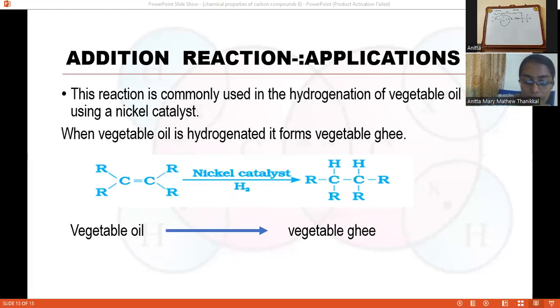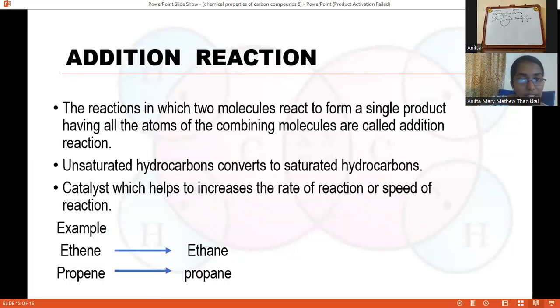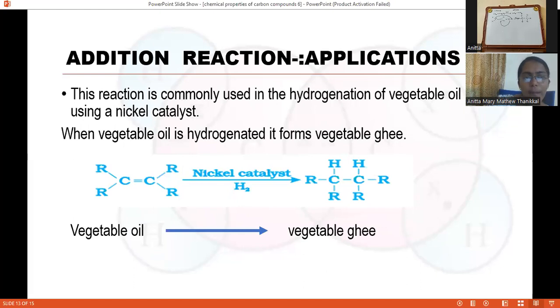Other example of this section is propene is reacted in presence of a nickel catalyst. We get propane. Some additional applications of this addition reaction. This reaction is commonly used in the hydrogenation of vegetable oil using a nickel catalyst. When vegetable oil is hydrogenated, it forms vegetable ghee.